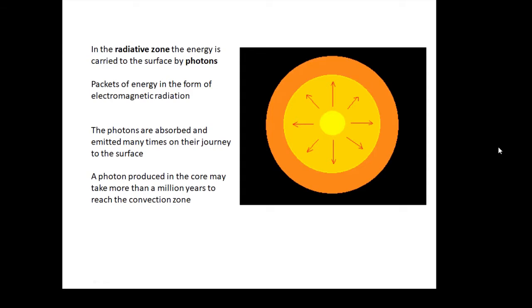Okay? Interestingly, even though photons travel at 3 times 10 to the 8 meters per second, very, very fast, at least in a vacuum, these photons take more than 1 million years to get to the surface because they're absorbed and re-emitted many, many times on their journey.